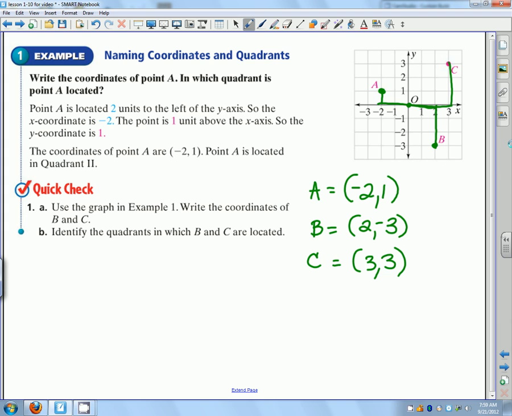And then it says, identify the quadrants in which B and C are located. So I like to label the quadrants first. So I go, okay, this is quadrant 1, this is quadrant 2, this is quadrant 3, and this is quadrant 4. So then I can see, okay, A is in quadrant 2. B is in quadrant 4. And C is in quadrant 1. It's super easy to label if you just do it right on your graph and then label all your answers.